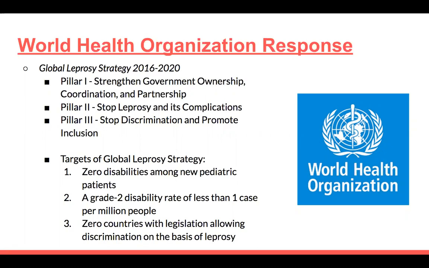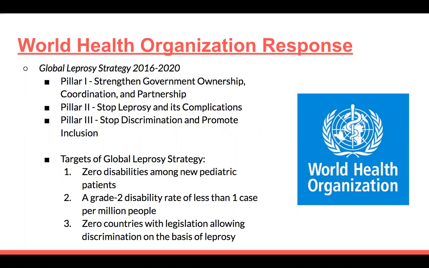Lastly, the third pillar aimed to stop discrimination and promote inclusion by: 1, addressing the stigma and discrimination about leprosy within society; 2, empower those affected by leprosy and connect them to all available resources; 3, include the community in strengthening leprosy services; 4, promote access to both social and financial support services; 5, encourage community-based rehab for those with leprosy-related disabilities; and 6, work towards abolishing discrimination laws and include all who are affected by leprosy.